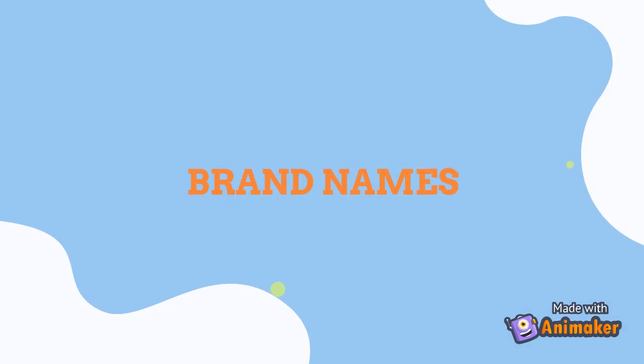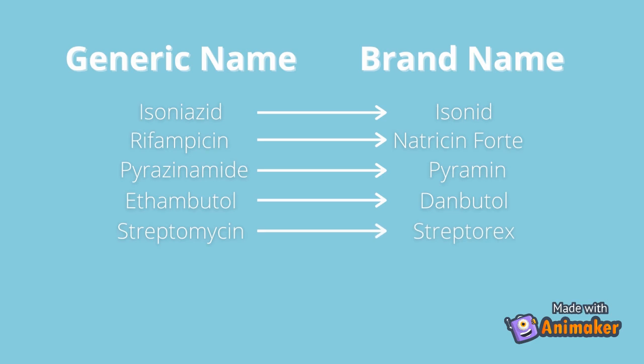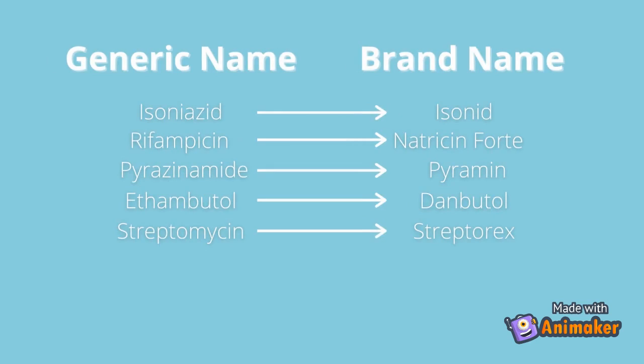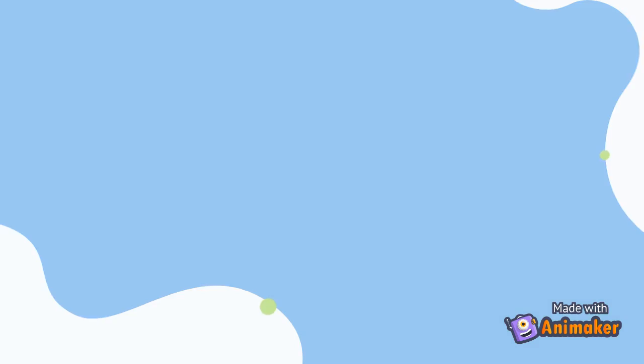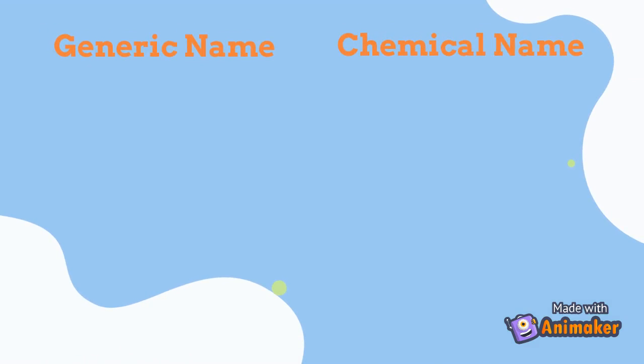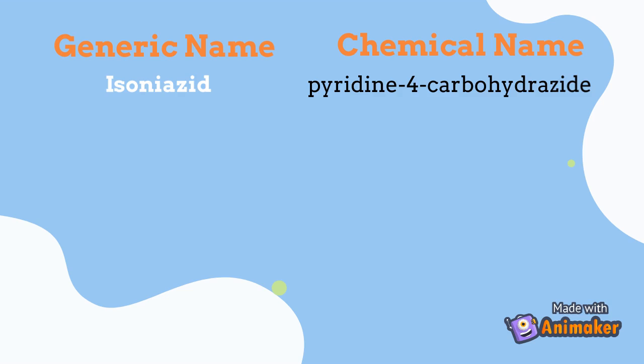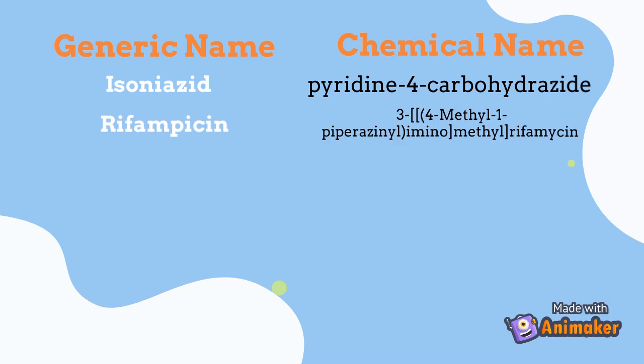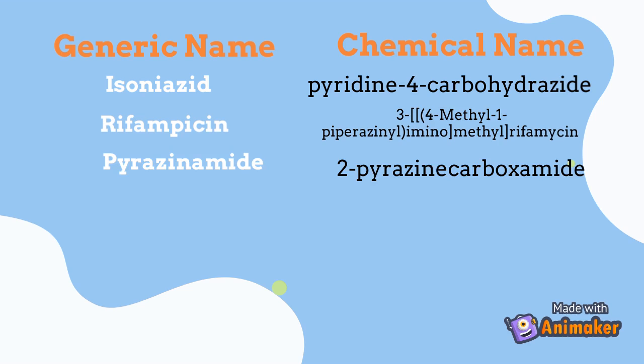And we have their brand names. So isoniazid is Isoneg, rifampicin as Nitricin Forte, pyrazinamide as Pyramin, ethambutol as Danbutol, and streptomycin as Streptorex. So now we have our chemical names. So isoniazid has a chemical name of pyridine 4-carbohydrazide, while rifampicin has a chemical name of 3,4-methyl-1 piperazonyl iminomethyl rifamycin, and pyrazinamide has a chemical name of 2-pyrazine carboxamide.